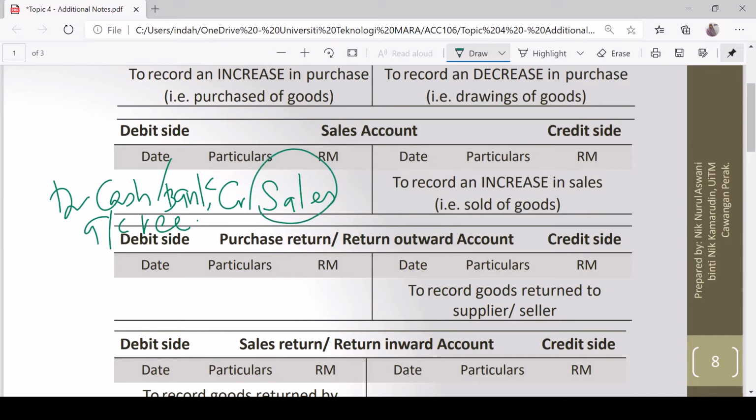Okay, so for credit sales, we have here the sales account. On the credit side, you record how much sales for that day. Record sales for that day.